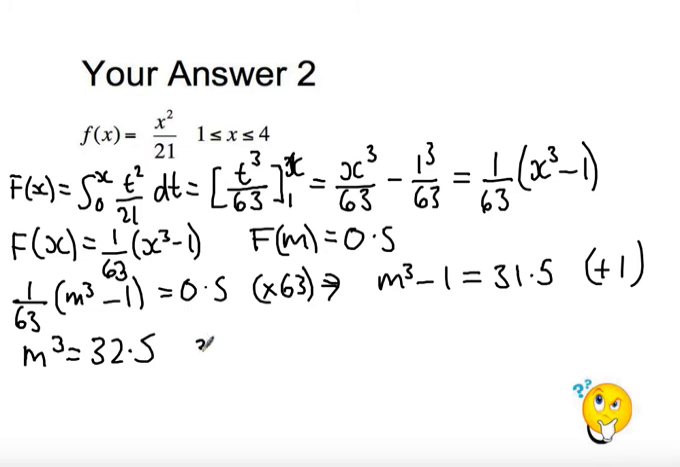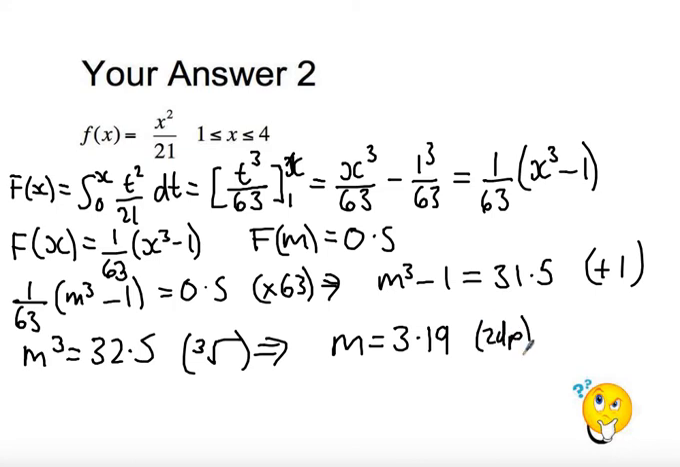And finally, if we take a cube root of both sides, we get left with m is equal to 3.19 to 2 decimal places. So the median is 3.19. And again, if you put the exact value that you have in your calculator into the cumulative distribution function, you should find that it evaluates to 0.5, which is our median.